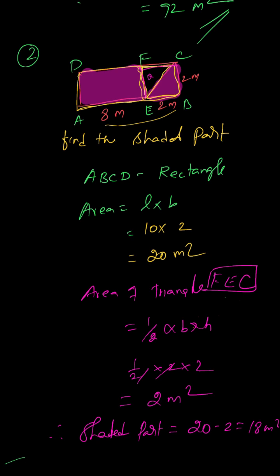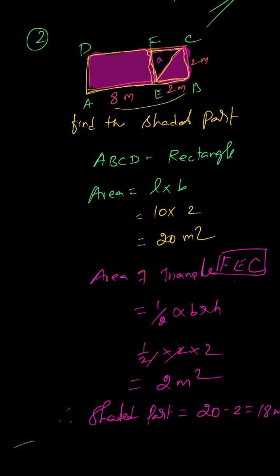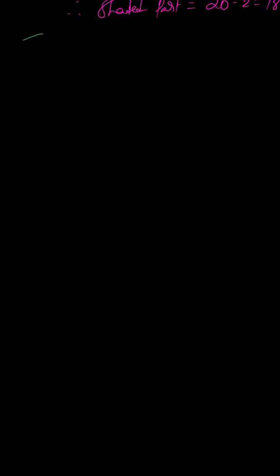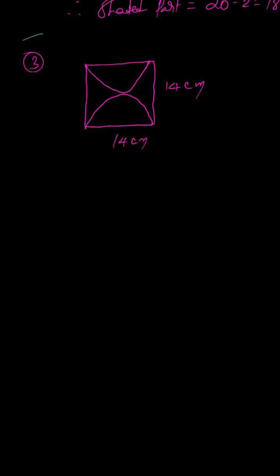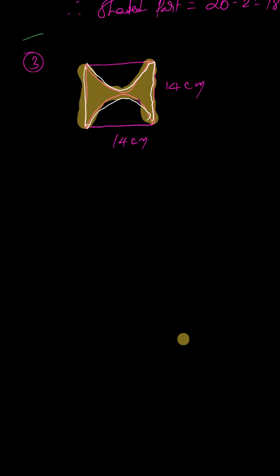Next we are seeing question number 3. I'll give the diagram. So the diagram is like this. I'm going to draw here, so this is 14 cm, this is 14 cm. It contains a shaded part. Find the shaded part only. We need to find only this area. So look at the question clearly. We want to find this area.